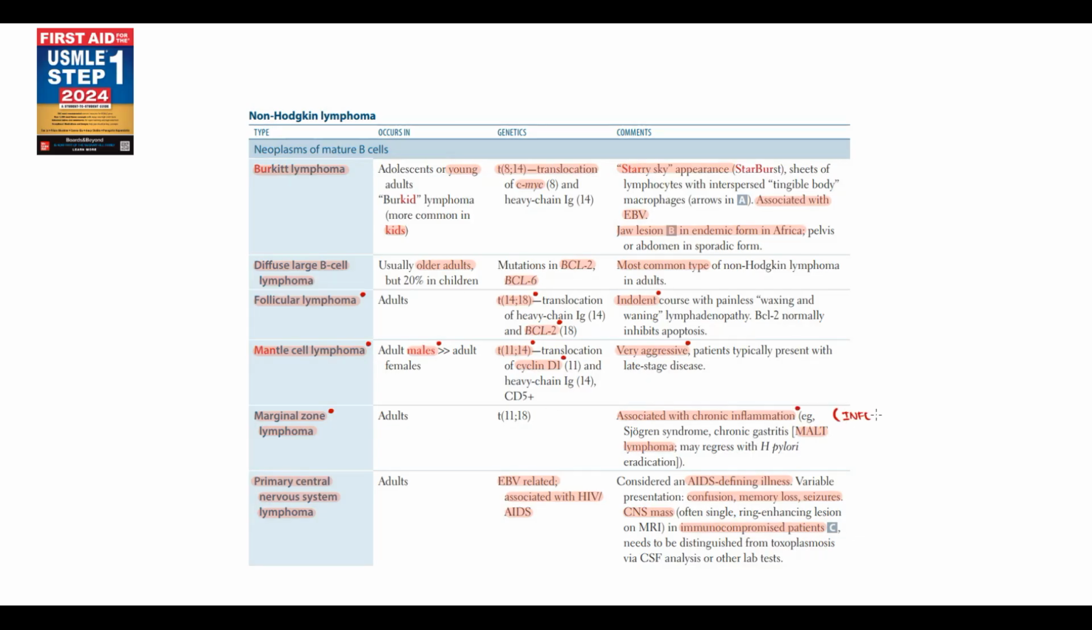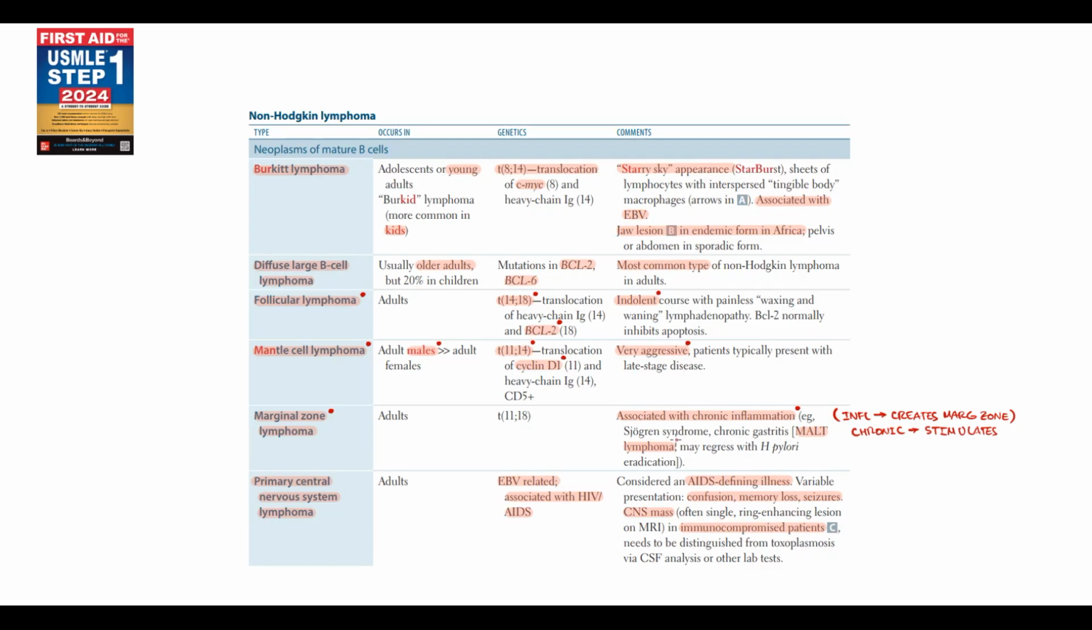Chronic antigen stimulation drives the proliferation. Chronic inflammation creates the MALT zone. Mucosa-associated lymphoid tissue forms in places where it normally doesn't exist, like the gastric mucosa, in response to persistent H. pylori. That chronic stimulation then drives the marginal zone B cell proliferation.